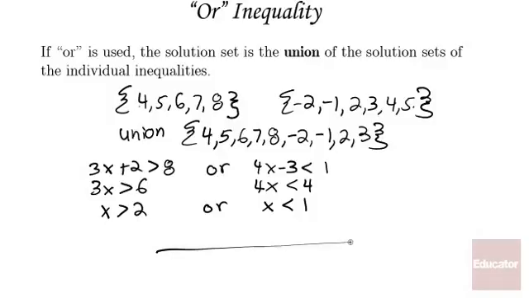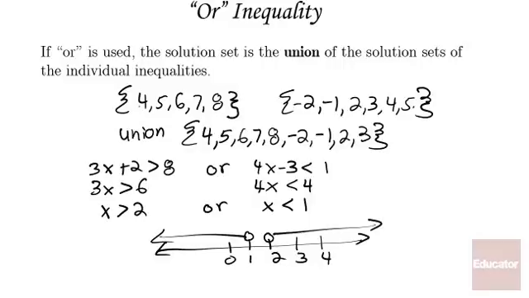Now, looking at this on the number line, what this is saying is 0, 1, 2, 3, 4. This is saying x is greater than 2. This is saying x is less than 1. And there's no overlap here, but that's okay because the union means that if something's in either one of these or both, it's included. So this is saying that the solution set is that x is greater than 2 or x is less than 1.